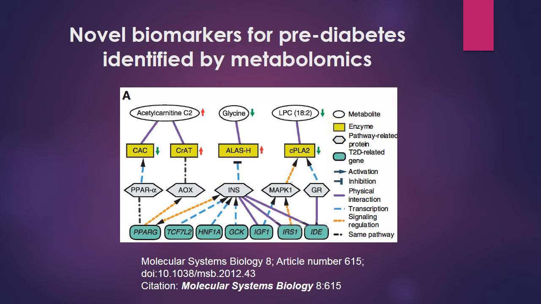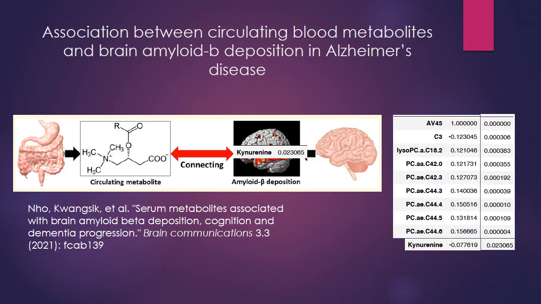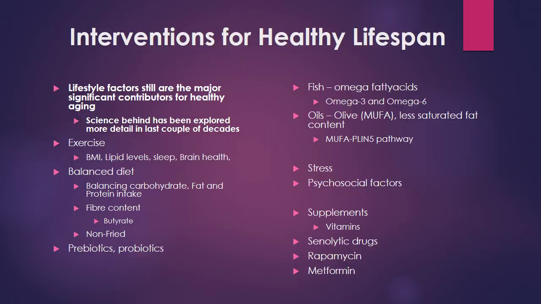Novel biomarkers for prediabetes identified by metabolomics. This presents a complex pathway diagram showing how specific metabolites, like acetylcarnitine C2, glycine, and the LPCs, interact with the enzymes and the type 2 diabetes-related genes. Association between circulating blood metabolites and brain amyloid beta deposition in Alzheimer's disease. This highlights research connecting specific circulating metabolites directly to amyloid beta deposition in the brain.